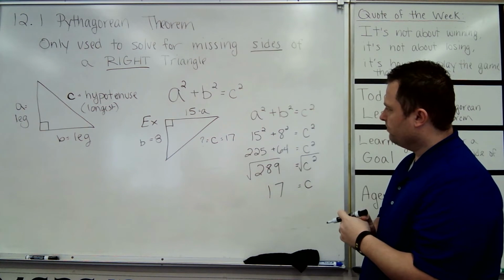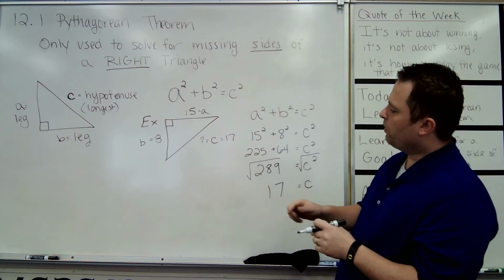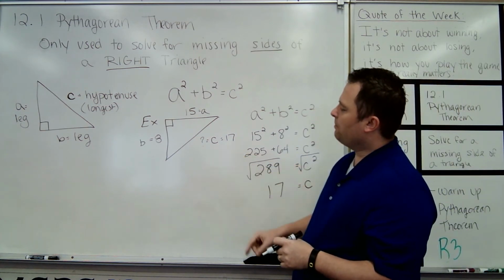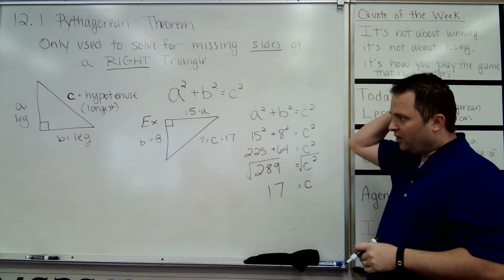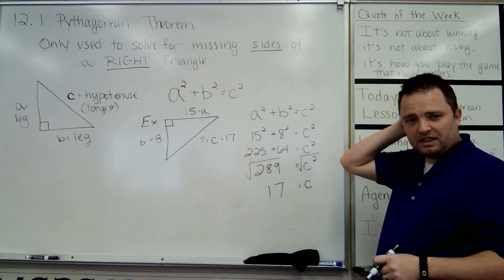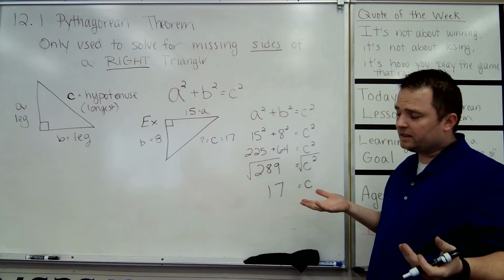Okay, we've done two examples where we have the missing hypotenuse. Does this work for any side, or does it only work for the missing hypotenuse? Let's take a look.